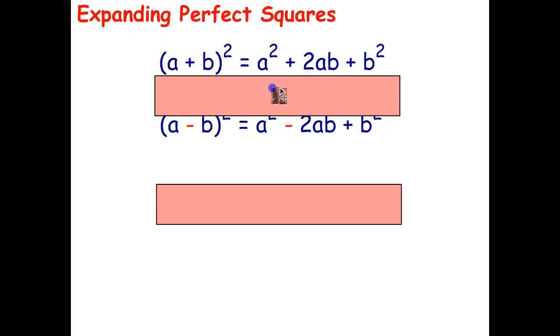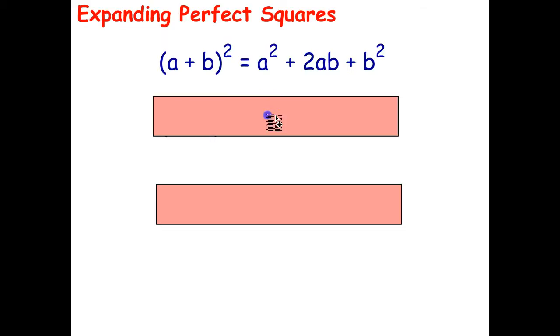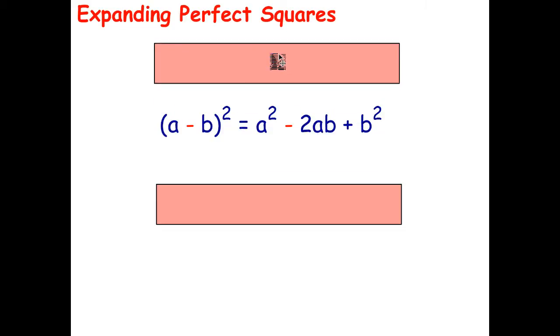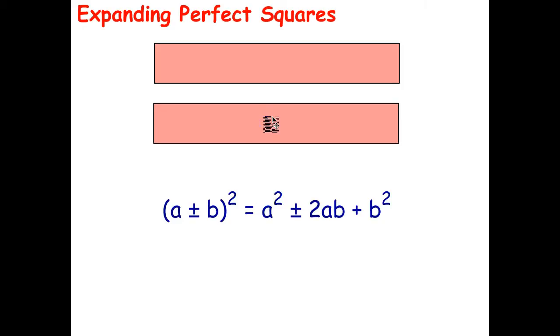So we have two rules. We have one for a plus b all squared, another one for a minus b all squared. Well, it turns out that the only difference between the two is if that's subtract, that's a subtract. That stays as a plus. So we can write those two rules as a single rule. A plus or minus b all squared equals a squared plus or minus 2ab plus b squared. In other words, if it's a plus there, it's a plus there. If it's a subtract there, it's a subtract there. Okay, let's go ahead and apply that to a couple of problems.